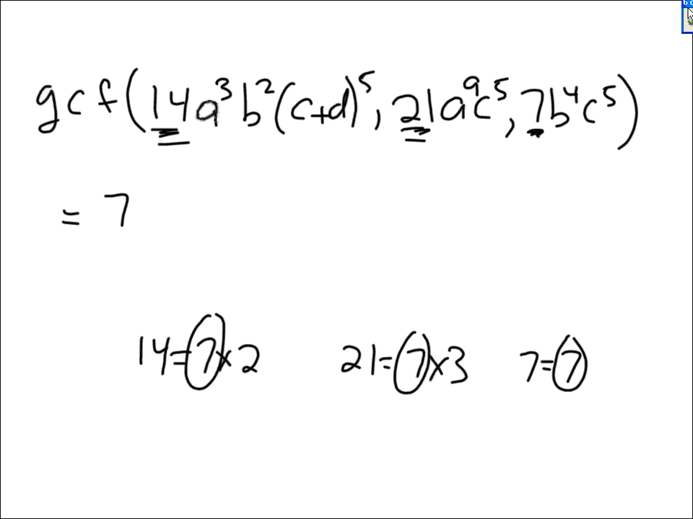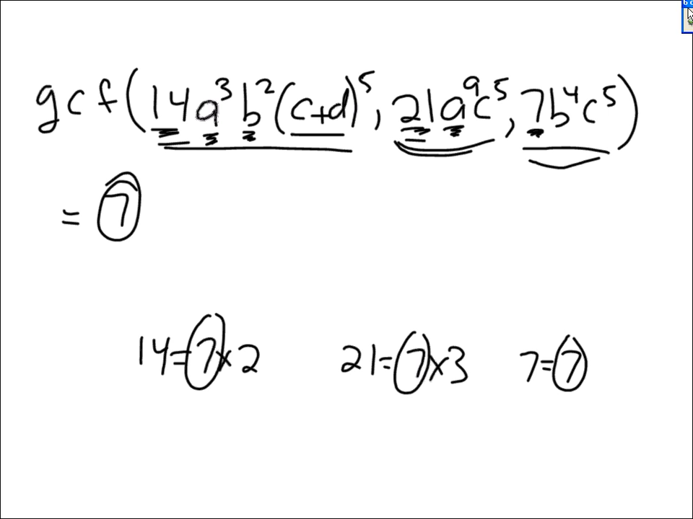Okay, now for the rest. The first term has an A. The second term has an A. The third term does not. So no A. The first term has a B. The second one does not. No B. The third one has C plus D. The second one does not. For the record, the third one did not. And there's nothing else in the first term. So only 7 is common in all 3 of them.